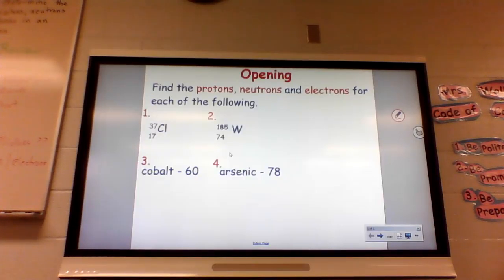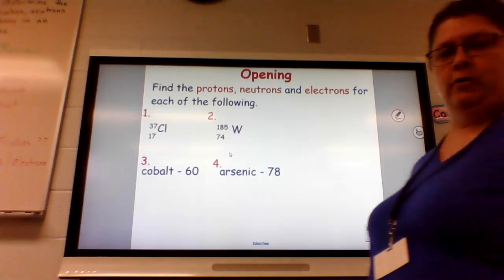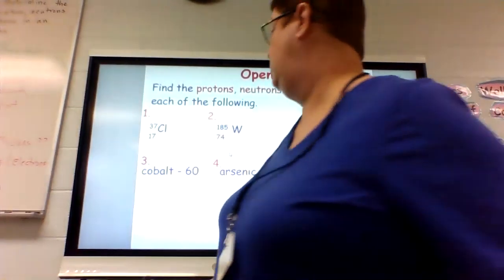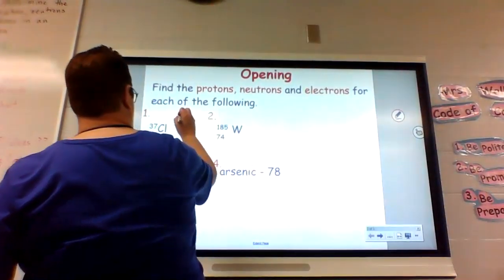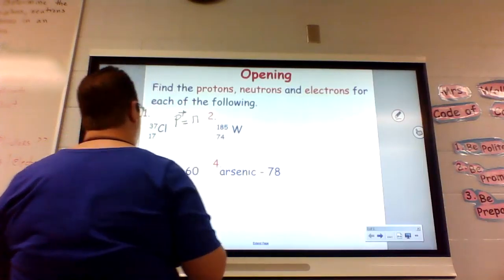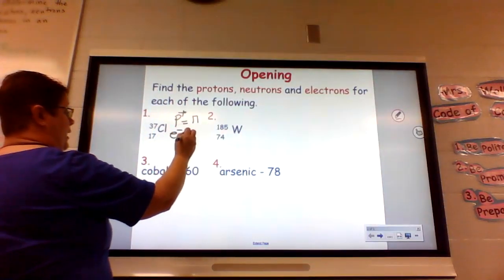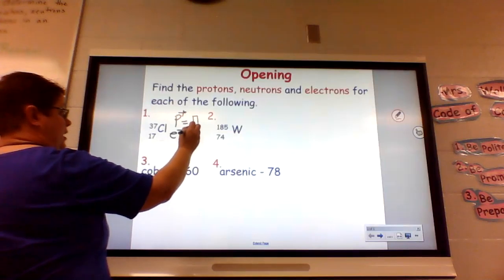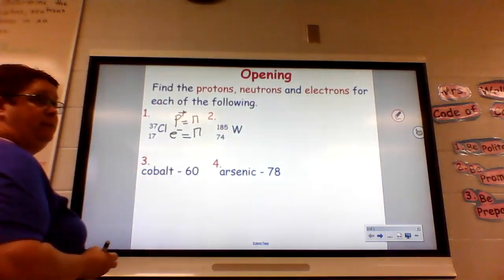All right. So, how do we find protons? Number one. Guess what? It's the smaller number. It's the atomic number. So, our protons would be what? Our protons would be 17. Everybody okay with that? Yes. All right. Our electrons would be 17 because our protons and electrons have to be the same.